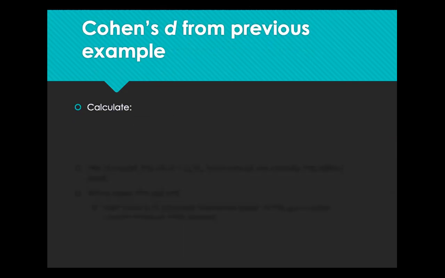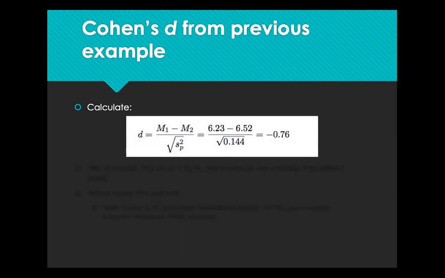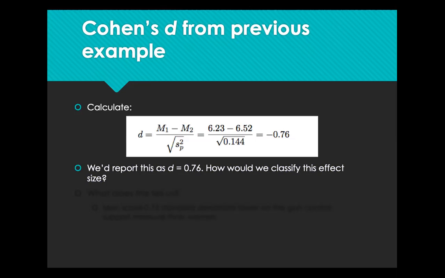And when you do the calculations for Cohen's d, you're plugging in the mean of group 1 minus the mean of group 2 over pooled variance in this case. You get negative 0.76. We would report this as d equals 0.76, right? Absolute value, you don't need to use the negative sign. And how would we classify that effect size? I'll show you that in the next slide, just for review.